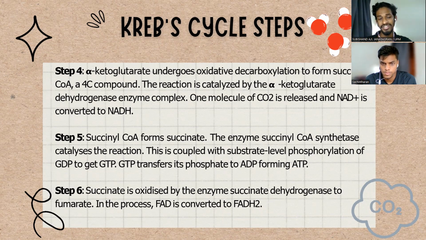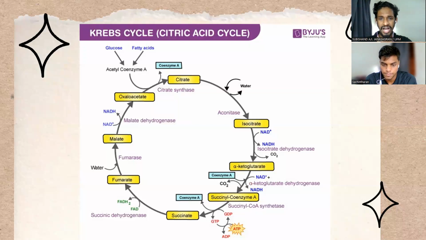So step 6 is where succinate is oxidized by the enzyme succinate dehydrogenase to form fumarate. In this process, FAD is converted to FADH2. So from alpha-ketoglutarate, it is converted to succinyl coenzyme A by using the enzyme alpha-ketoglutarate dehydrogenase. So the succinyl coenzyme A is further converted into succinate, where the GDP molecule is converted into GTP molecule. So the succinate is also further converted to fumarate, where FAD is converted to FADH2.